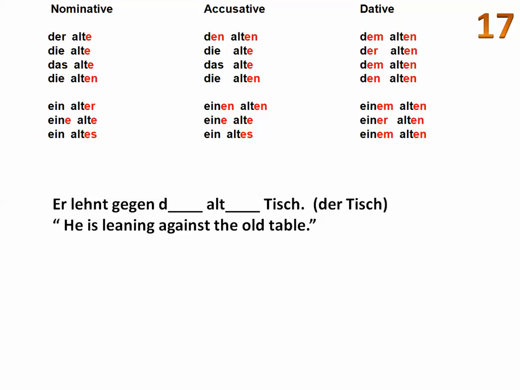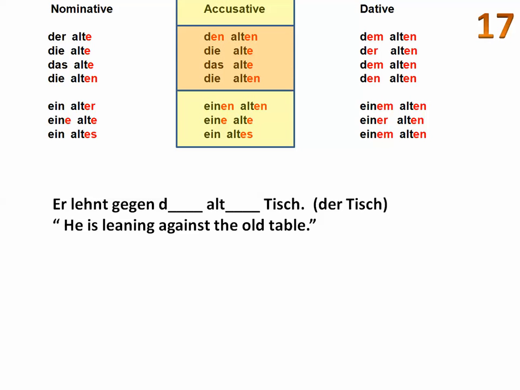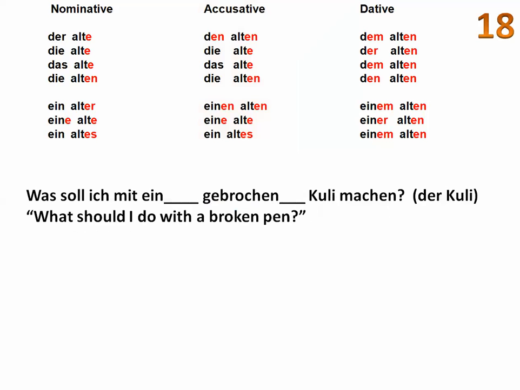17. He is leaning against the old table. Here we're using the preposition gegen, accusative. We were saying the old table, so it's a definite article. And then der Tisch changes to den, and then the adjective ending en, so he lehnt gegen den alten Tisch. He's leaning against the old table.